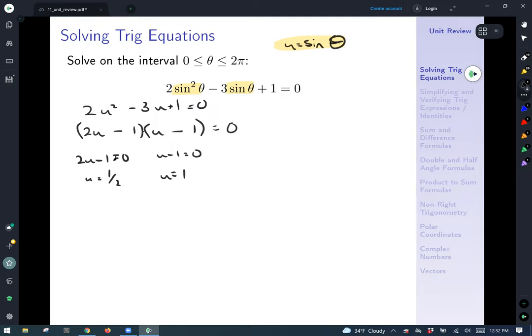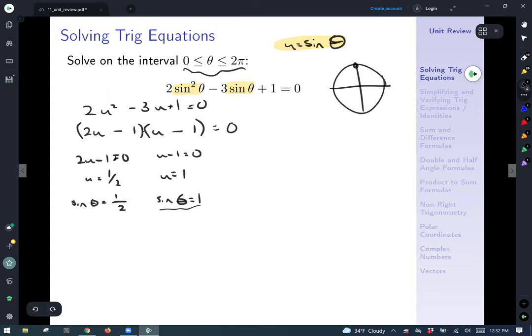So we're not interested in u, we're interested in sine of theta. So reversing the substitution, u becomes sine of theta equals 1/2, and sine of theta is equal to 1. Now we know we're interested in values of theta that work for this. So sine of theta equals 1, sine is the y coordinate on the unit circle. And so that's going to happen only at theta equals pi over 2 within the first revolution of the angles 0 to 2 pi.